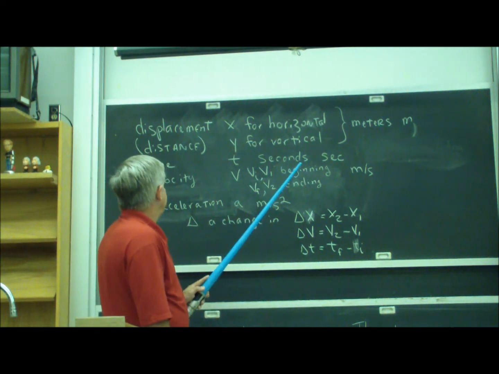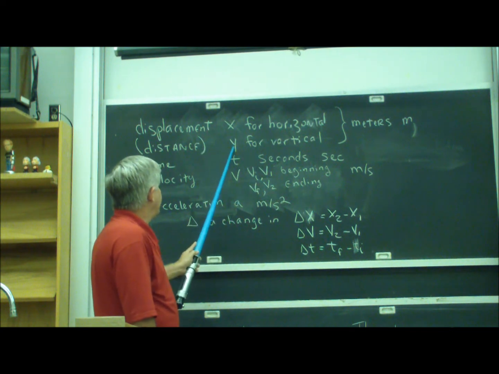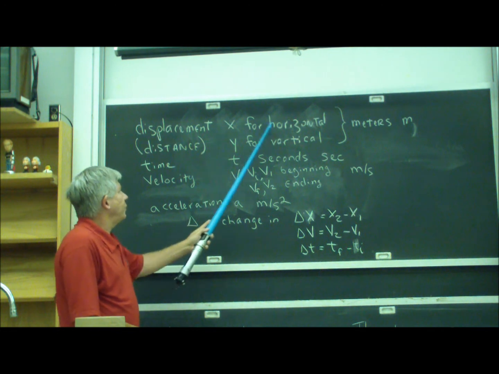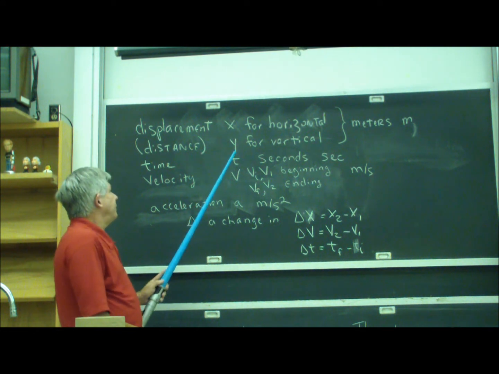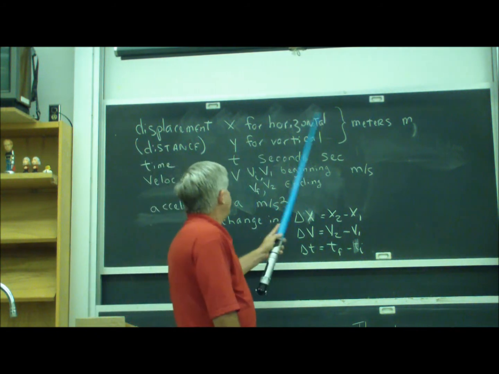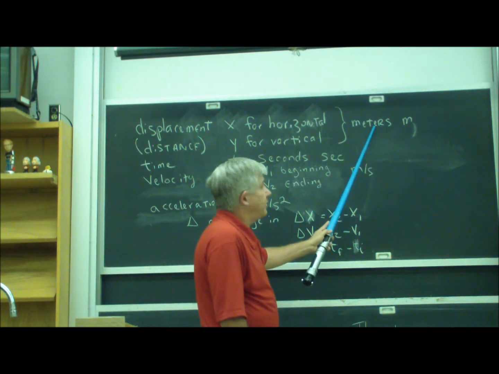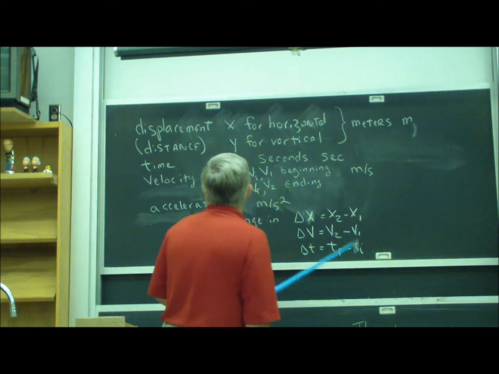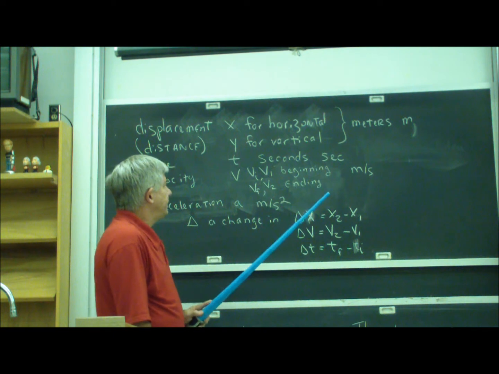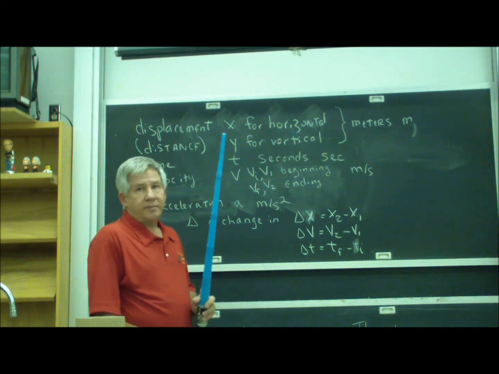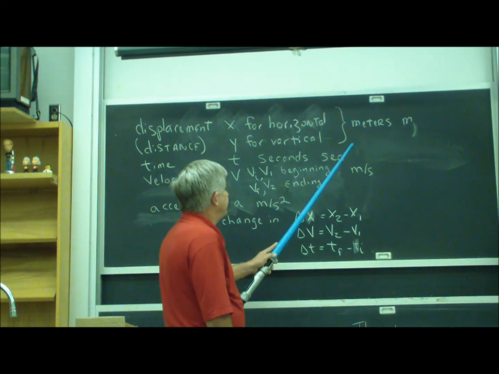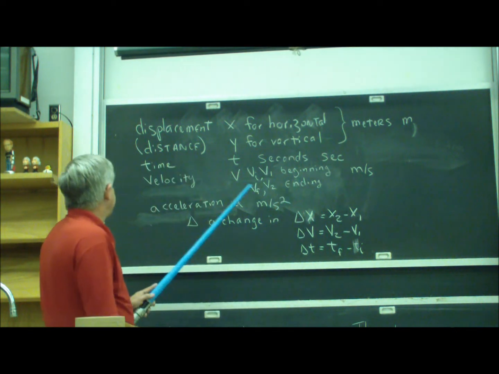Okay, x is for horizontal displacement, y is for vertical displacement, and for right now we'll be working with horizontal, but in a few weeks we'll be working with both horizontal and vertical. Displacement and distance are both given in meters. The little symbol is m. Time is given as t. The unit is seconds. And because my 5's and S's look very much alike, I put in sec for seconds.